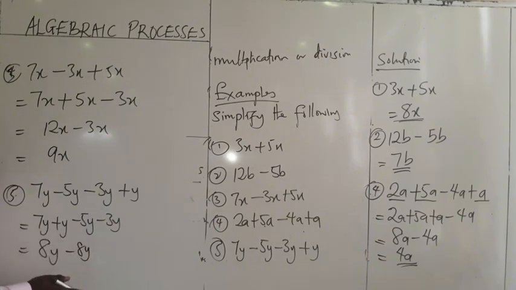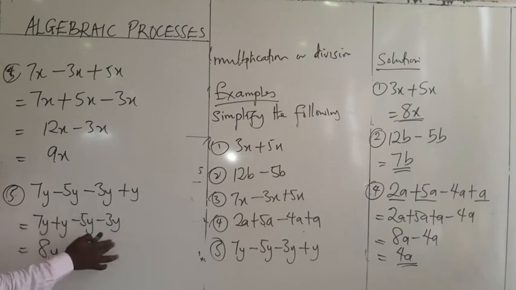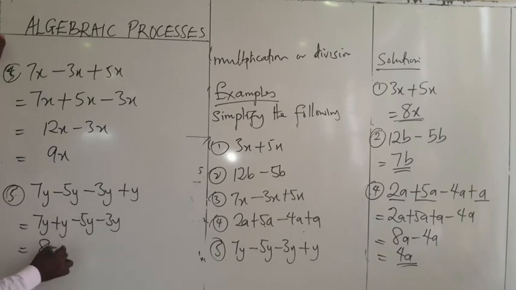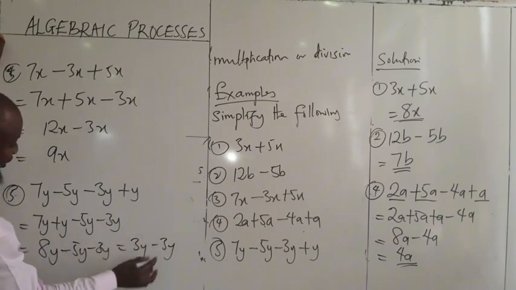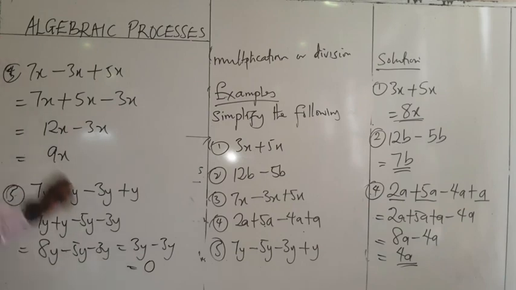8y. Or if you don't want to do it that way, you can do it separately. Let's do it this way. So 8y minus 5y minus 3y. We can have 8y minus 5y gives us 3y, then minus 3y. So this will give us 0. So it will not be 0y.